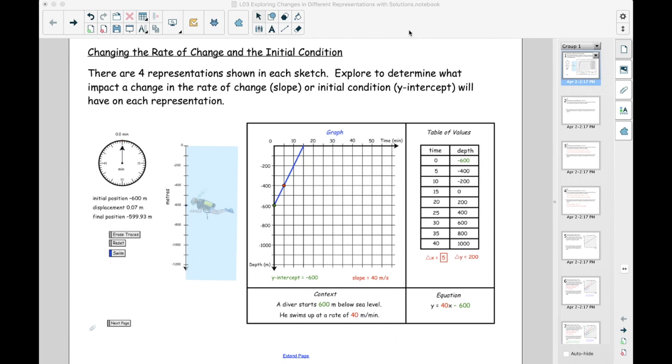We're going to now look at Lesson 3, which is going to explore how changes in one representation, so if I make a change to the graph, how might it impact the other three representations that they have here. So we're going to do this one at a time. We'll start with a scenario in which we'll change the graph, and then we'll move to the others.